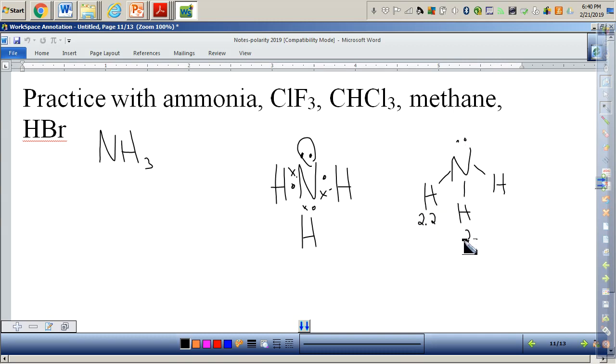Then we can look at our electronegativity numbers from the periodic table. Nitrogen is 3.04 and hydrogen is 2.2. So I can draw a dipole moment. That's the big arrow, and it goes from the low number side over to the high number side. If you can draw an arrow from the low number to the high number, then you know for a fact that it's polar.